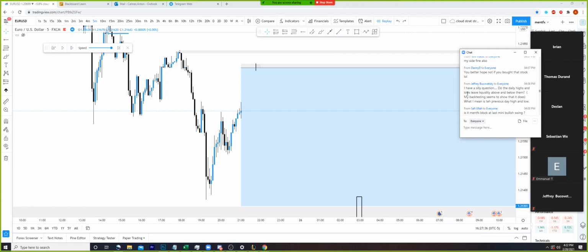Do the daily highs and lows leave liquidity above and below them? Yes, 100%. But that's true about any high or low, right? When we make this 5 minute high and this 5 minute low, on this candle specifically, those are 2 points of liquidity, okay? Any wick in this market is liquidity. This area right here is liquidity, this is liquidity. This is liquidity, this is liquidity, right? Liquidity exists above every single swing high and swing low.